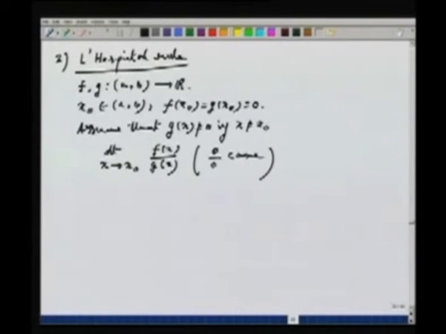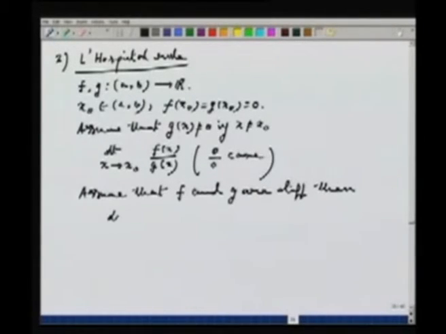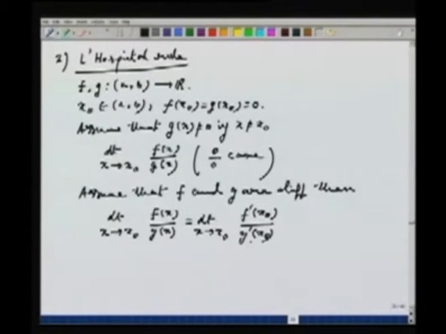Now if I assume that f and g both are differentiable functions, then the L'Hopital rule says that the limit as x goes to x naught of f(x) by g(x) is the same as the limit as x goes to x naught of f prime of x by g prime of x, provided the right hand side exists.